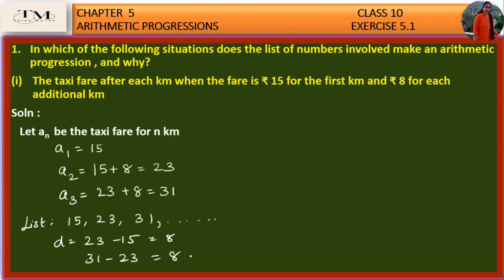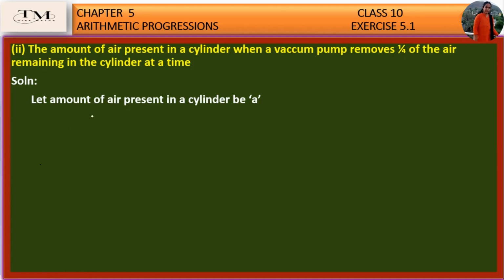So d is the same for all values, because we are just adding 8 to the previous number. So 8 is added in all the values. So the given list is an AP, an arithmetic progression. Okay, I hope you can understand this. So let me go to the next problem.